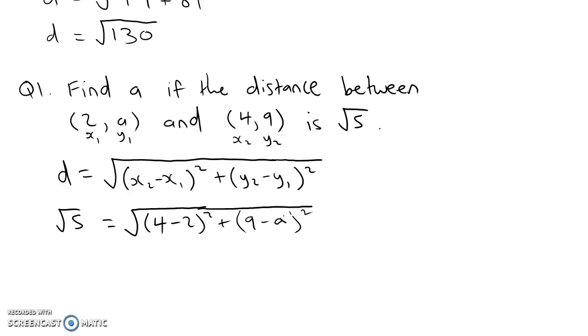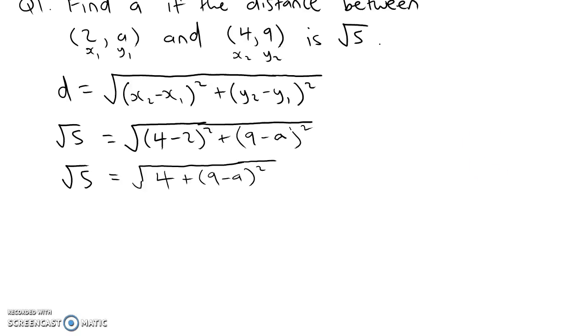So we can square both sides of this equation to actually remove the square root, but why don't we try and tidy up this right hand side first. So we've got root 5 equals square root of 4 minus 2 is 2, 2 squared is 4, plus 9 minus a all squared. As I said, we can tidy this up a little bit. We can get rid of the square roots on both sides by squaring both sides. So if we square both sides, we'll get 5 equals 4 plus 9 minus a all squared.